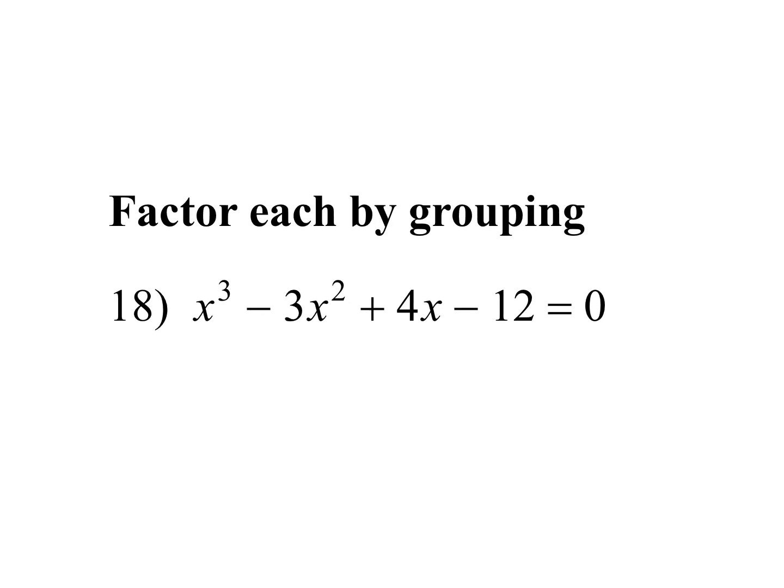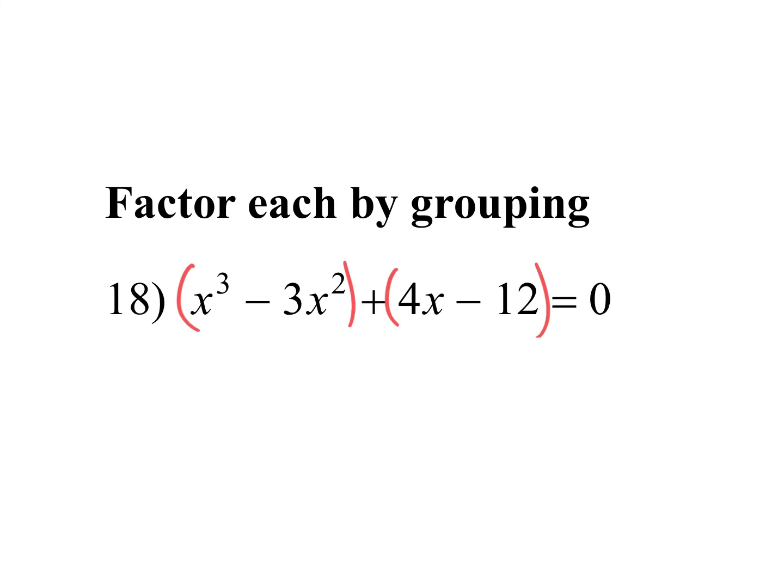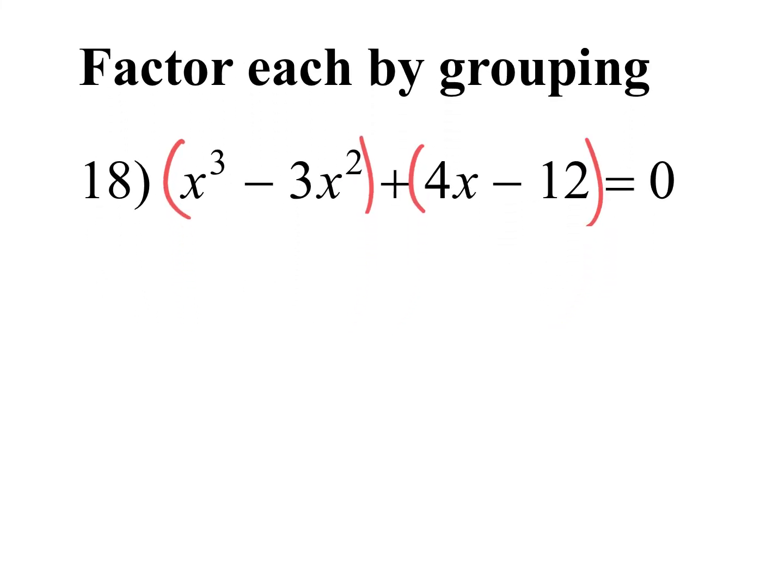So remember, when you have 4 terms, we group the first 2, we group the second 2. So step 1, group the first 2, group the second 2. Now I want to take out a greatest common factor in the first group. So what's my greatest common factor here? X squared. So I'm going to divide both of these by x squared. I write that x squared on the outside. And then I'm left with x cubed minus 3x. Oops, just kidding. What am I left with when I take out an x squared? X minus 3.